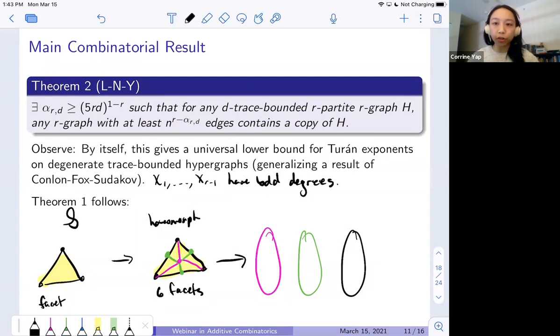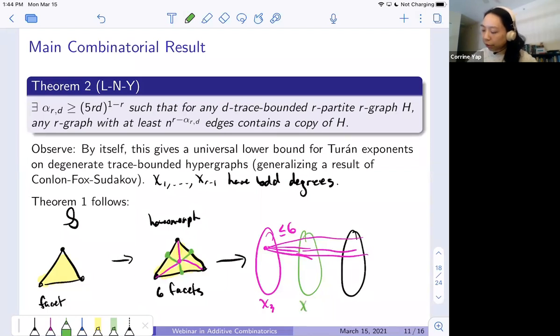I want to show that this is actually D trace bounded. So let's look at the pink vertex first. What's its degree going to be in this homeomorph? It's only ever going to be included in exactly these 6 facets that I created from subdividing this original facet. So each of my pink vertices has degree exactly 6. This is a 3-partite graph. So that gives me that the vertices in my X3 are bounded.